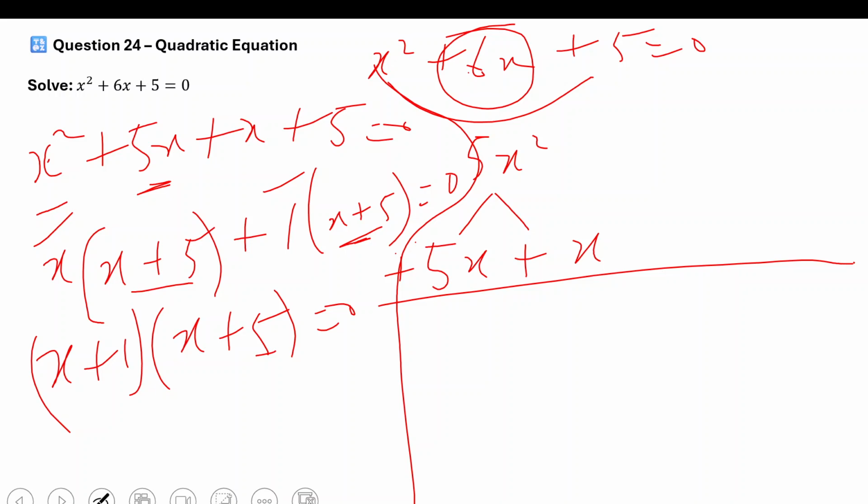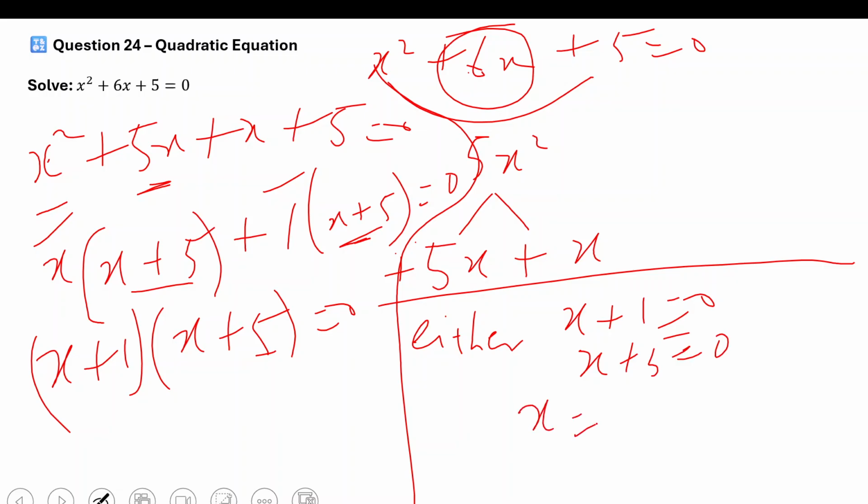So again, either x plus 1 is equal to 0 or x plus 5 is equal to 0. Okay, so x is minus 1 or minus 5 from that expression.